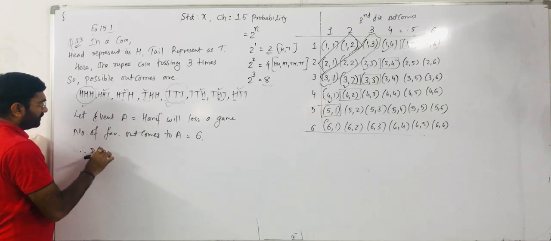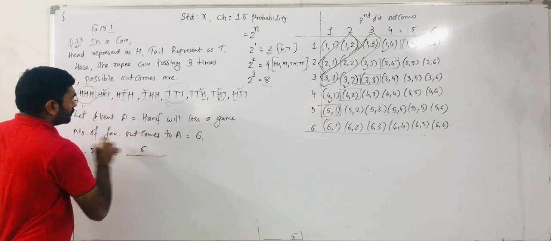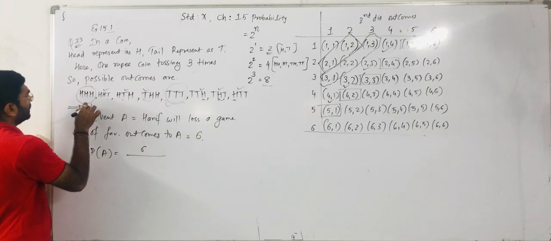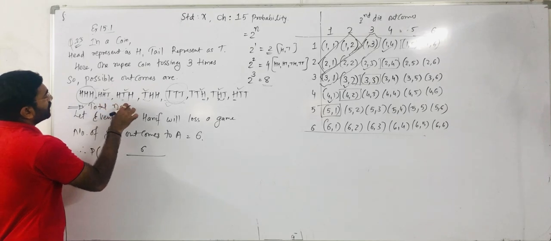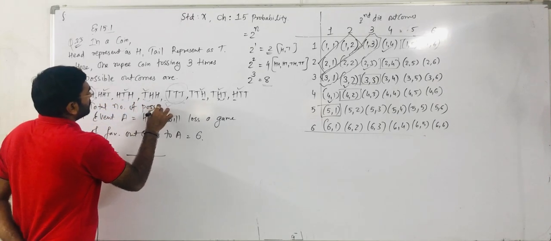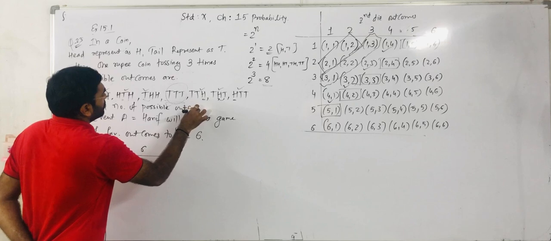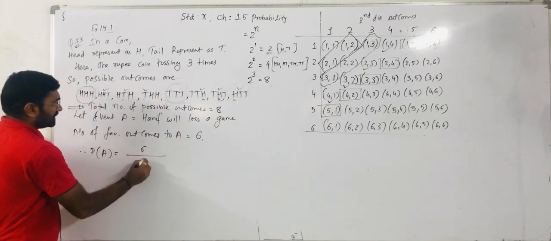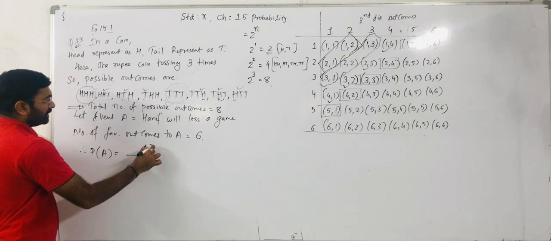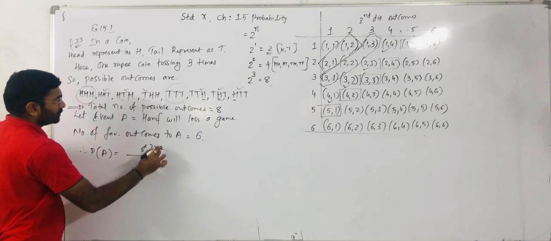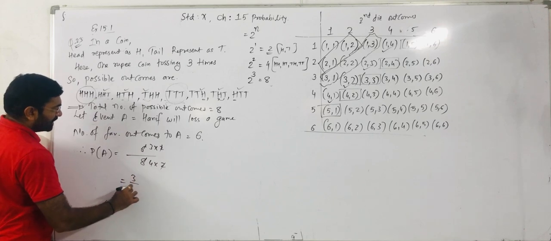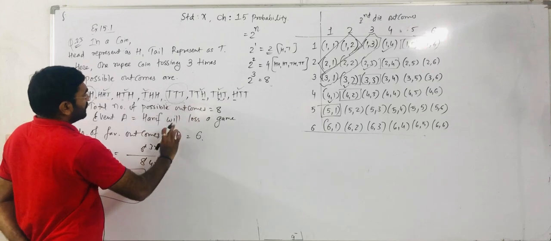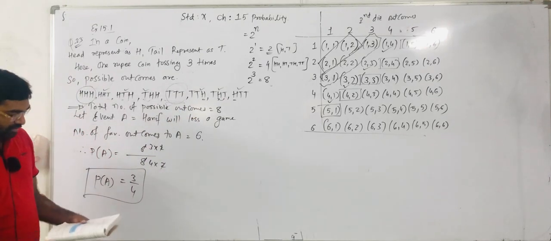So, the probability of A, in the formula favorable outcomes we write here, and the total number of outcomes we define here as a number. Total number of possible outcomes: as I told you, if you count all of these, you get 8. So 6 by 8. This is 3 twos and this is 4 twos. The 2s cancel out, so we get 3 by 4 as the probability that Hanif will lose the game. Okay, so that is our question.